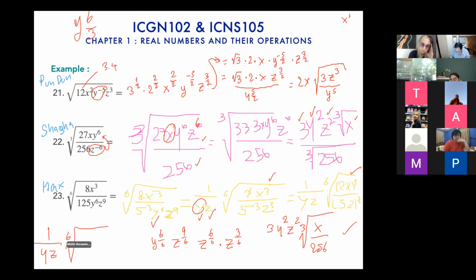of 8x cube over 125 z cube, like this. This is the way to simplify and this is the most we can simplify this. We can't do anything more about this. Okay, any question for these 3 examples, everyone?